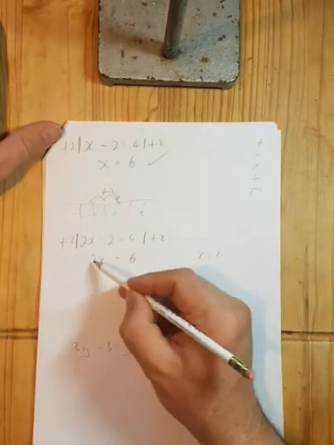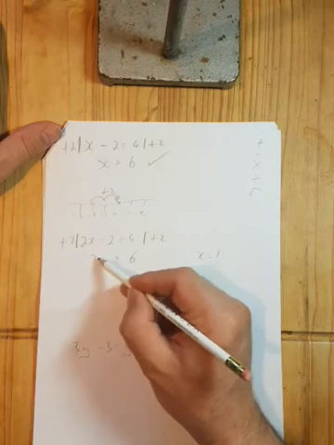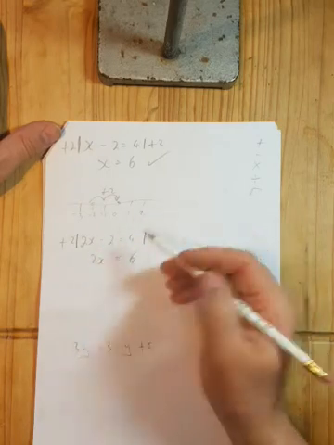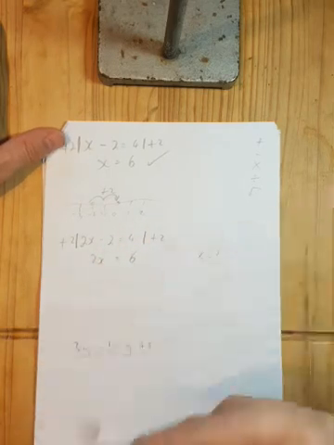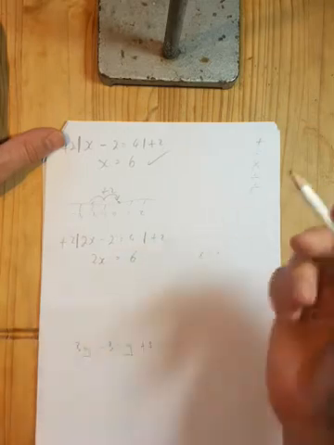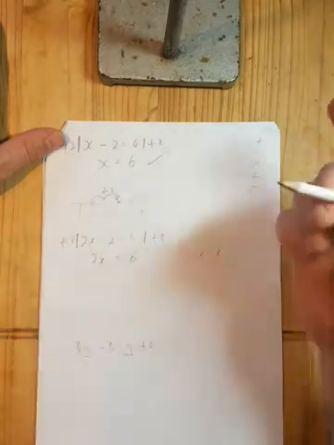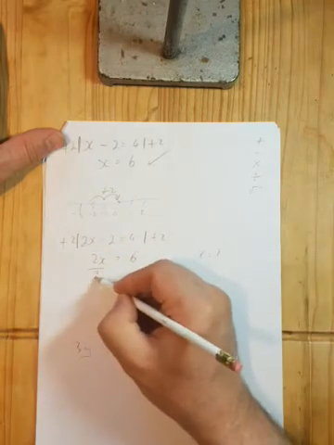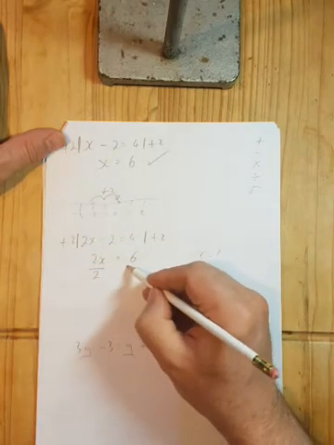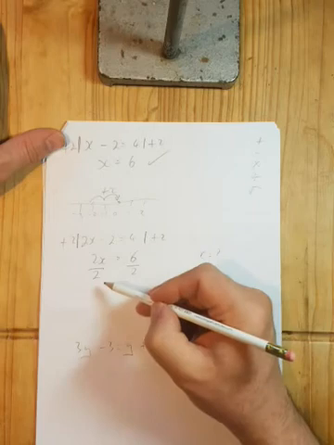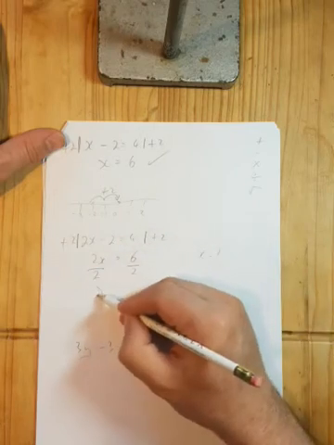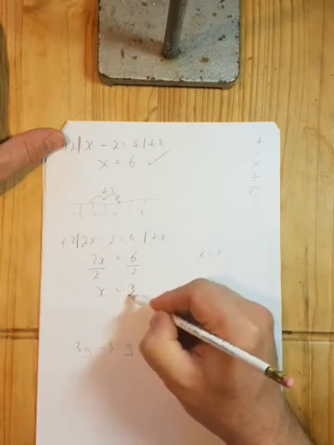So this 2, there's no plus or minus between the x and the 2, so that means it's a multiplier. So I don't want 2x, I want 1x. How do I change it from 2x to 1x? The opposite of multiplication, division. Divide by 2. If I divide the left hand side by 2, I must divide the right hand side by 2. 2x divided by 2 is 1x. 6 divided by 2 is 3.